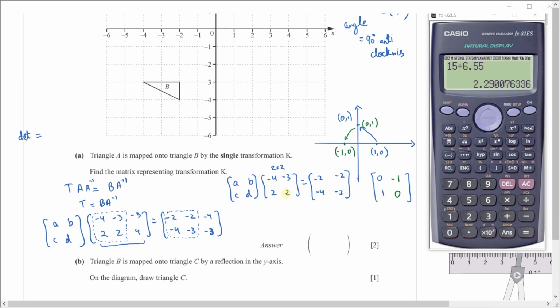So determinant will be -4 times 2, minus the product of these two. So -3 times 2. So this will be -8 plus 6, which is -2. So this will be your determinant. So your inverse will be 1 over determinant, which is 1 over -2 multiplied by the adjugate of this matrix, where you swap the positions of these two. So this will become 2 and -4 swapped, and you change the signs of the other two. So this will become 3, this will become -2.